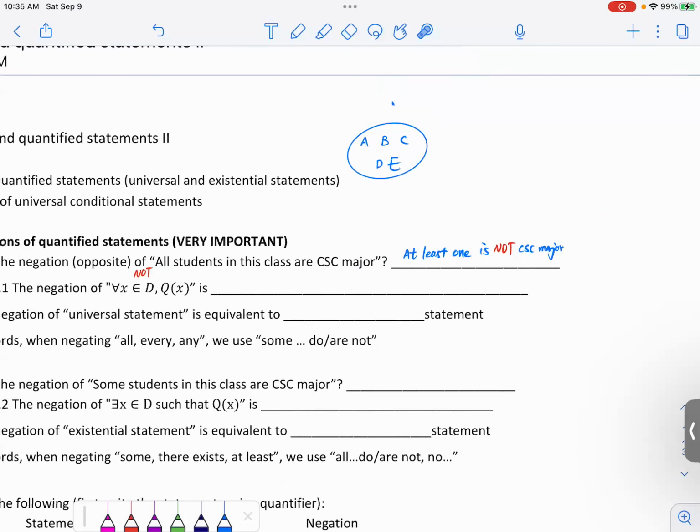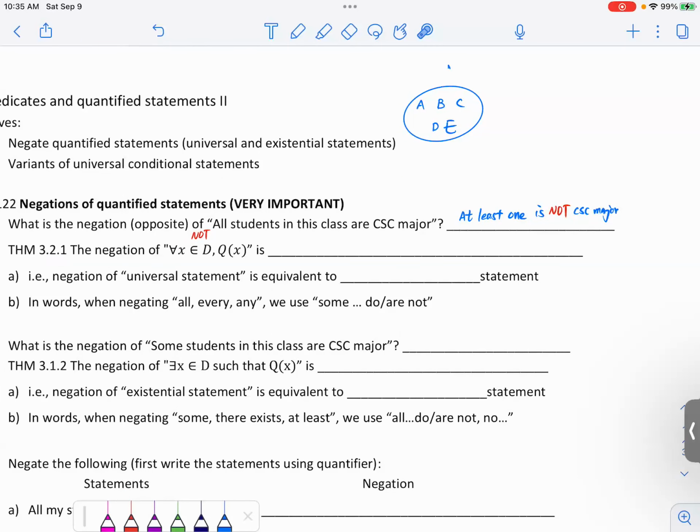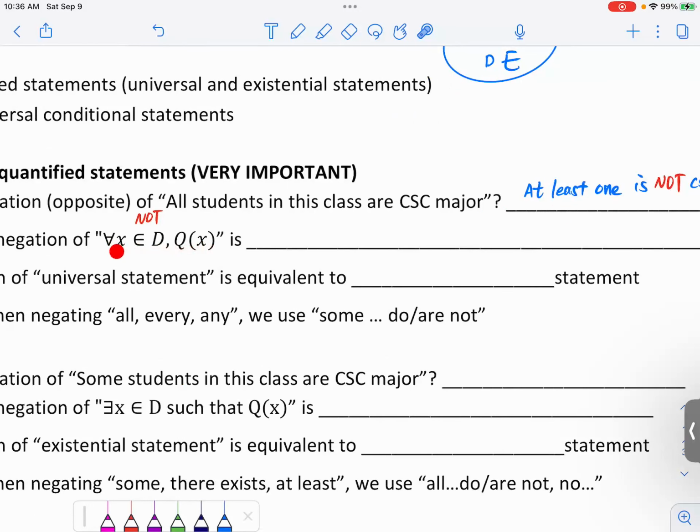Now, to actually derive a formula, which we call theorem 3.2.1, the negation of this form, this is a universal statement. Let's try to write that by introducing a variable into symbolic form. So all means for all, right? This is a universal statement. For all students, this is a noun. That's where we introduce our variable x in a set. Let's call this set, just a generic letter, say D. D in this case is all the students in this class. So that's the set we're talking about.